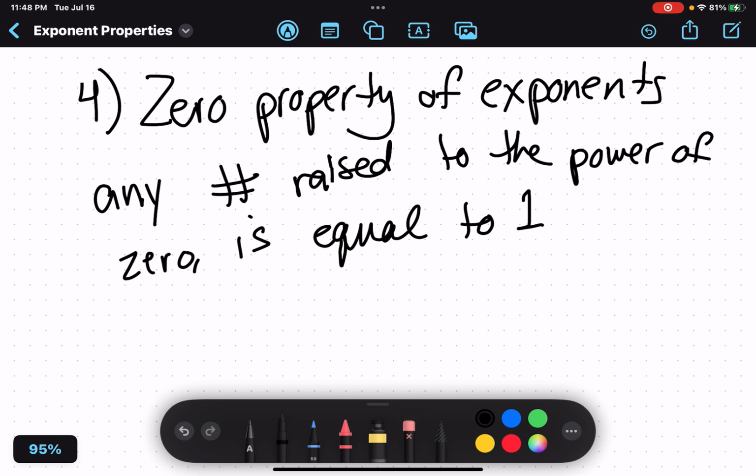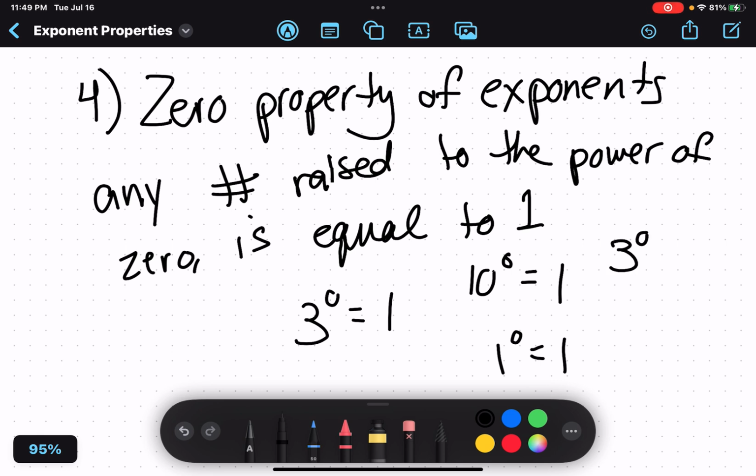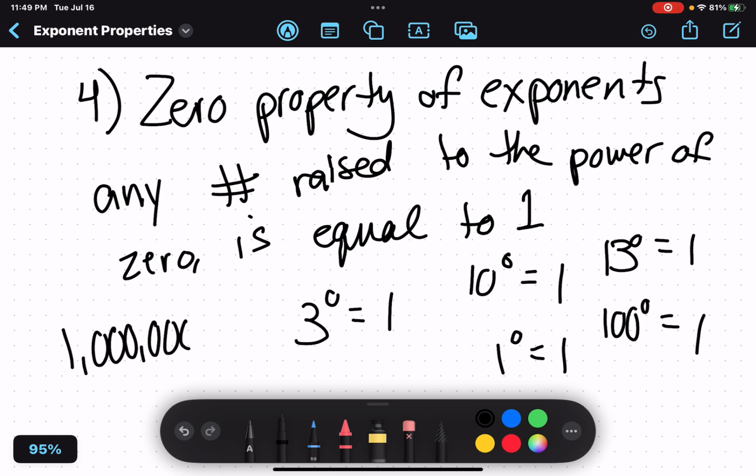So, if we wanted to do 3 to the power of 0, that's 1. 10 to the power of 0, 1. 1 to the power of 0, 1. 13 to the power of 0, 1. 100 to the power of 0, 1. 1 million to the power of 0, 1. That's it. It's as easy as that. You see, any number to the power of 0 is automatically equal to 1. You know that right away.